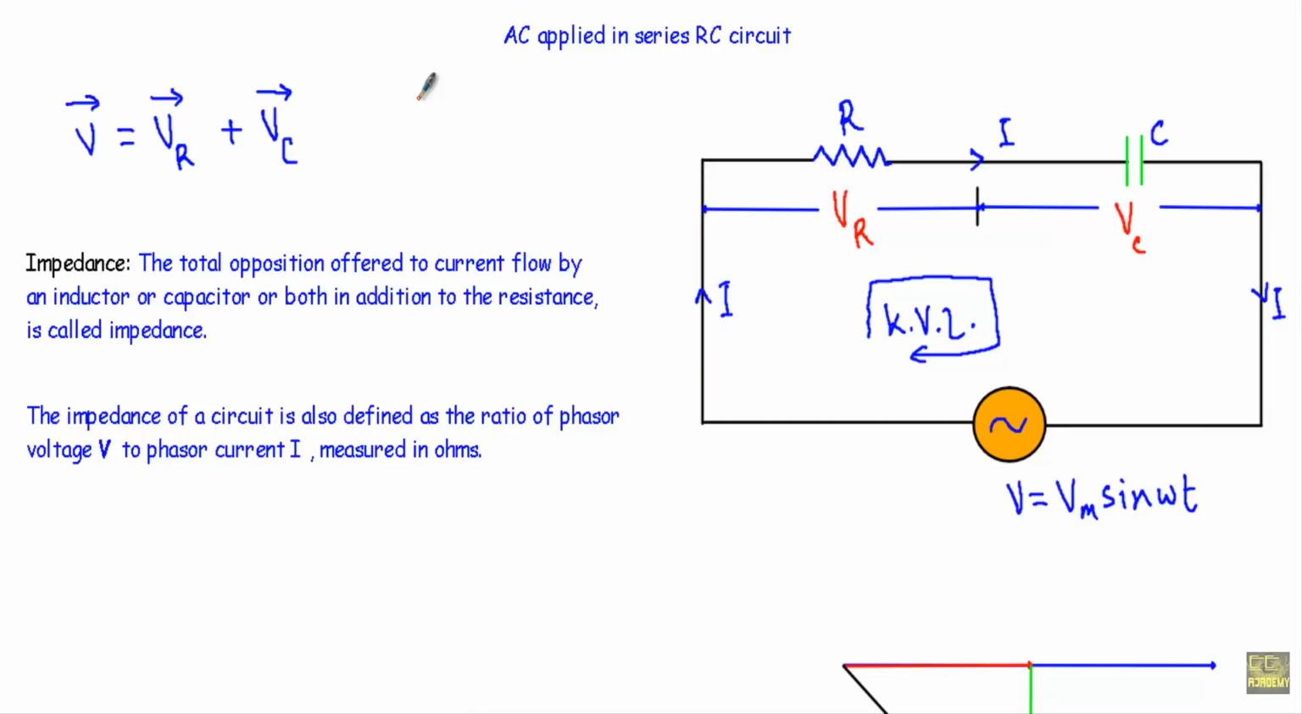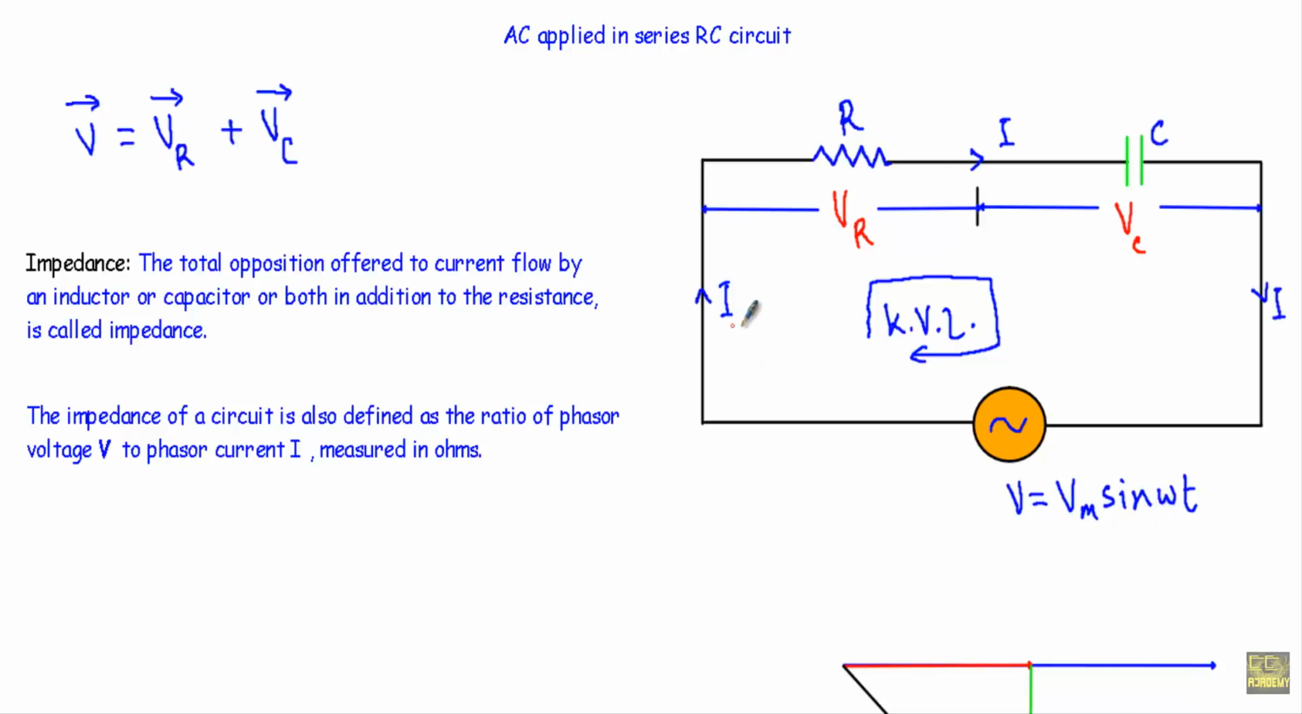In this video, I will talk about impedance, impedance triangle, power triangle, real power, reactive power, apparent power, and the power factor of a series RC circuit. I have a resistor R which is connected in series with a capacitor whose capacitance is C, and we are applying an alternating voltage V equal to Vm sin omega t in this circuit.